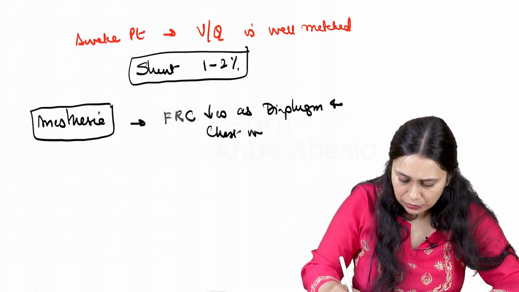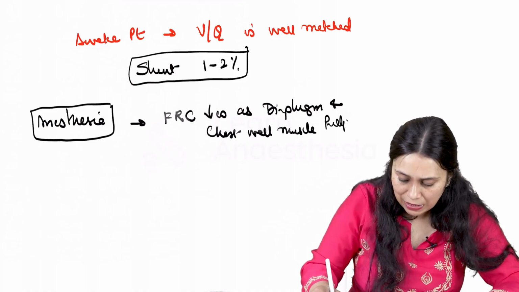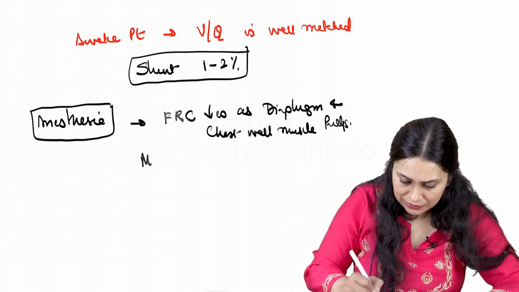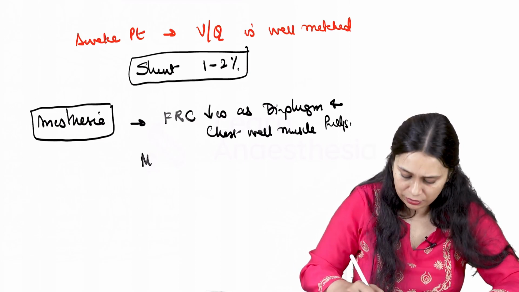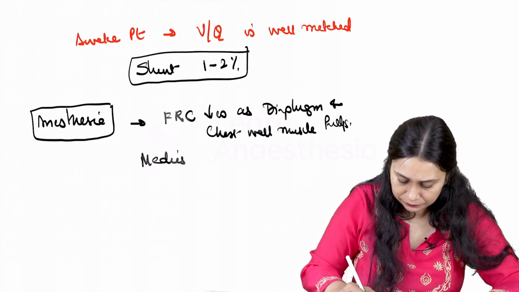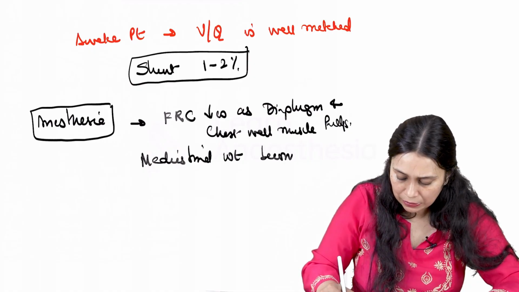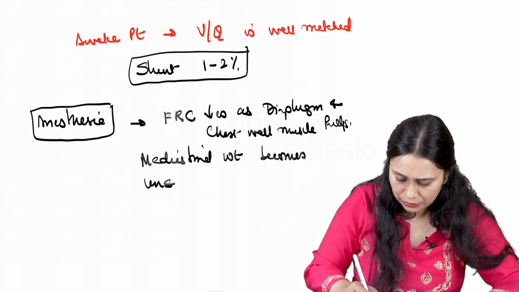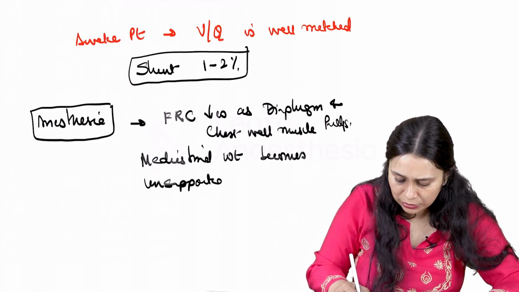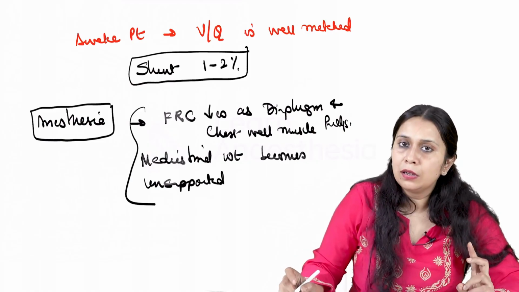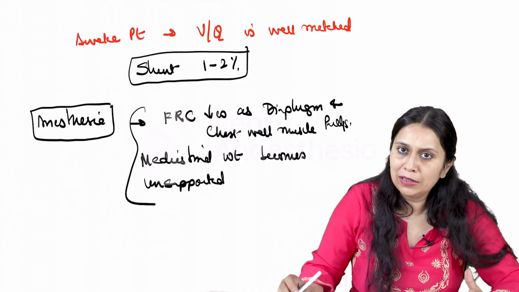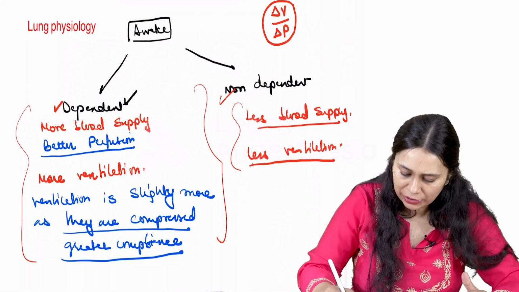as the diaphragm and chest wall muscle are paralyzed, right? And the second thing that happens, the mediastinal weight becomes unsupported. Because of both these changes, what happens in the lungs, dependent and non-dependent part?